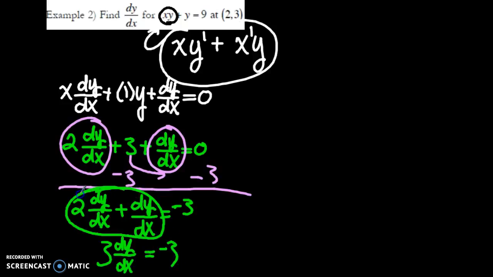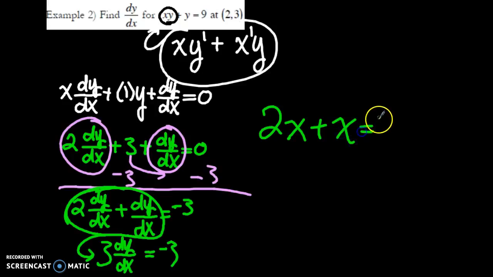If you don't understand how I got from here to here, it's the same thing as adding 2x plus x gives you 3x. But we're not dealing with x's, we're dealing with dy dx's. And then last but not least, divide by 3 on both sides. And you get 1. And that's your answer, -1.